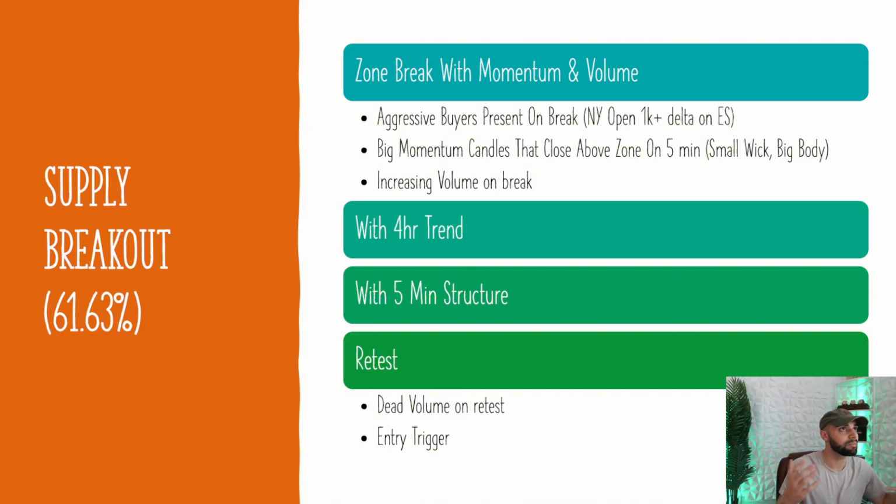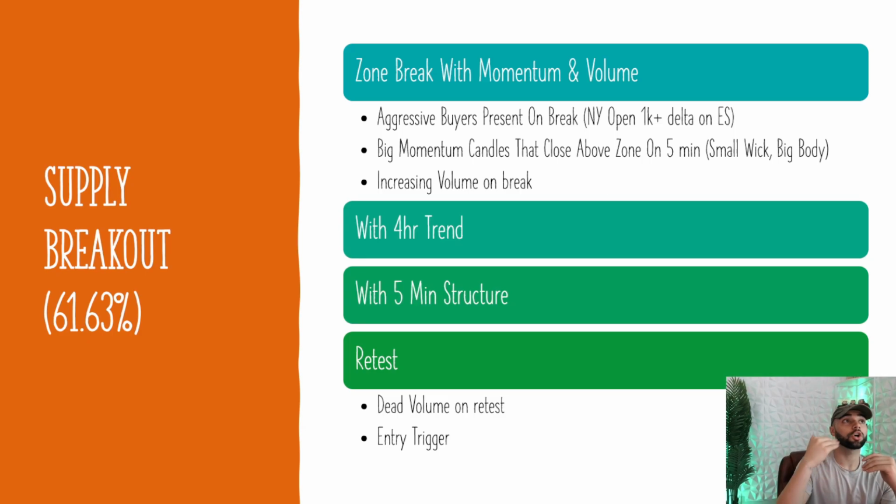So basically it turns into demand after it's broken, because usually supply turns to demand, and demand turns to supply, a lot of the times. So you need a zone break with momentum and volume. You need aggressive buyers present on the break. If you look at the footprint chart or a volume profile, you need a lot of volume present on the break of the zone.